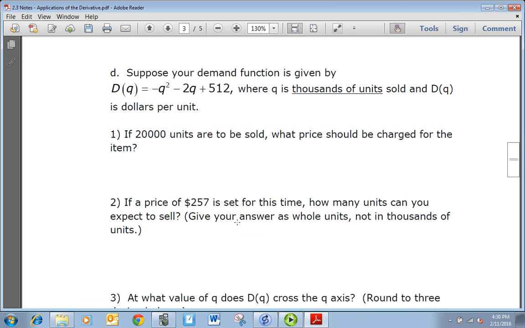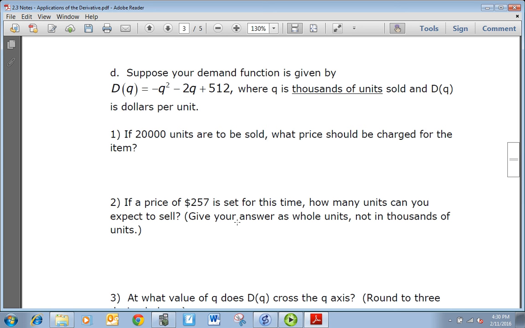Suppose your demand function is given by D of Q equals negative Q squared minus 2Q plus 512, where Q is in thousands of units sold and D of Q is in dollars per unit. If 20,000 units are to be sold, what price should be charged for the item?